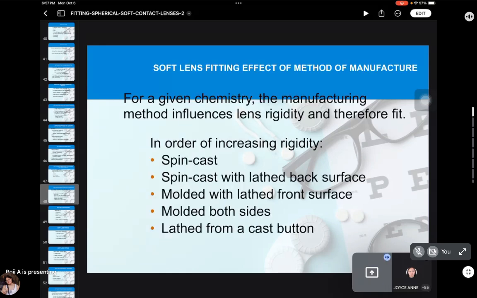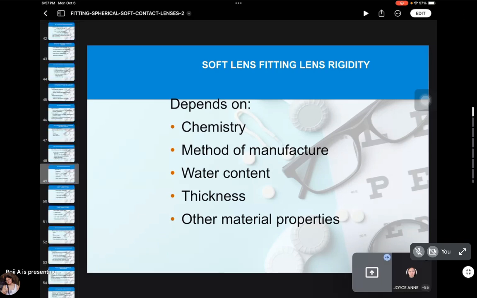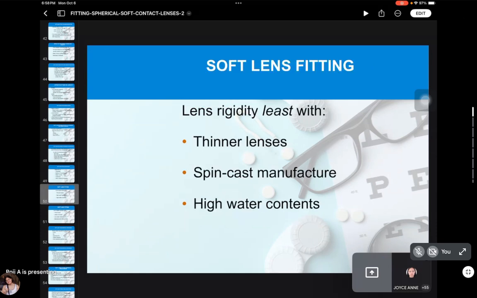Next, these are the following methods of manufacturing: spin cast, molded, and lathe. Fitting lens rigidity depends on chemistry, method of manufacture, water, thickness, and other factors. This is pretty much self-explanatory. Soft lens fitting, another self-explanatory. When you say lens rigid, it's less hard, right? When it's less hard, then it is most likely thinner with more water content, right?